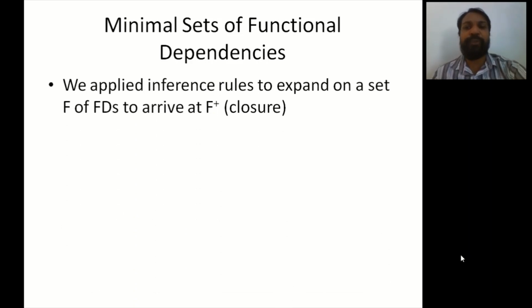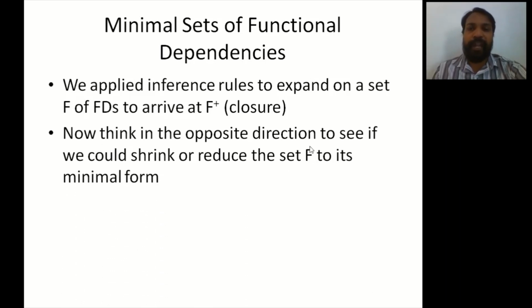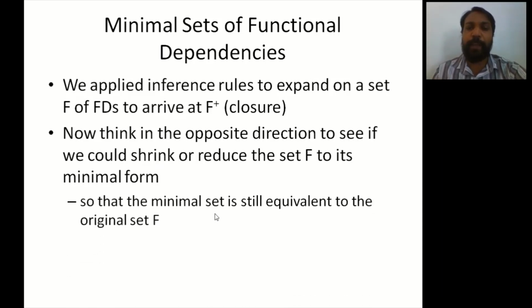So minimal set of functional dependencies. In the previous lecture, we have applied inference rules to expand a set F of functional dependencies to find F closure. So we applied inference rules on F and we derived F closure. So now we will think in the opposite direction to see if we could shrink or reduce the set F to its minimal form. So F closure is the maximum set of functional dependencies. If we could reduce it to a simpler form so that the minimal set is still equivalent to the original set F, then it will be much more useful to use.